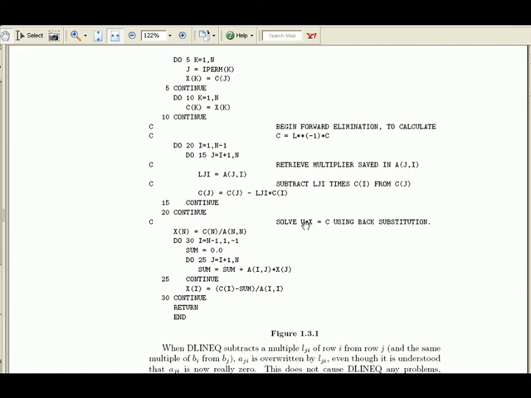That's essentially solving UX equals Y, and this is exactly the same as DLINEQ because it's the same upper triangular matrix. So forward elimination is only order n squared, whereas in DLINEQ it was order n cubed. Back substitution is order n squared in both cases. So the total work has been cut from order n cubed to order n squared if you already have the LU decomposition.